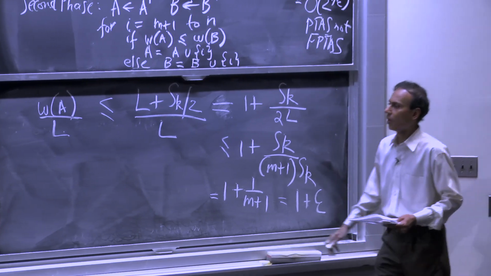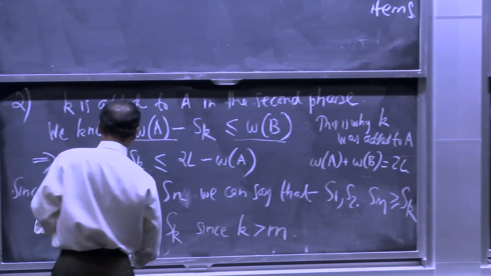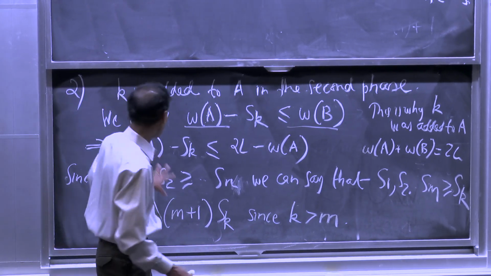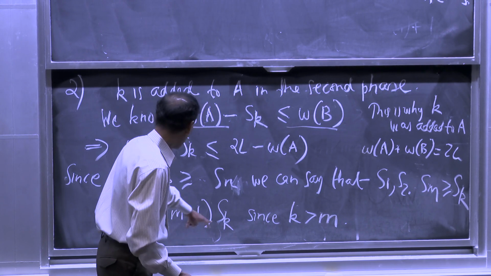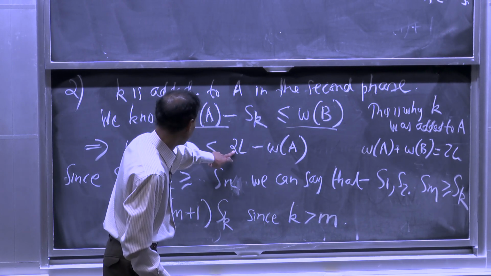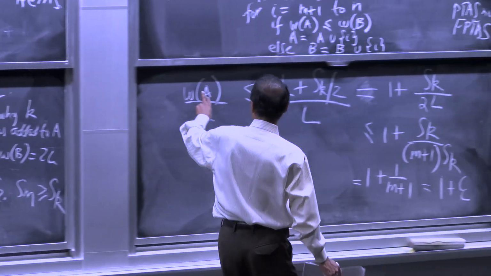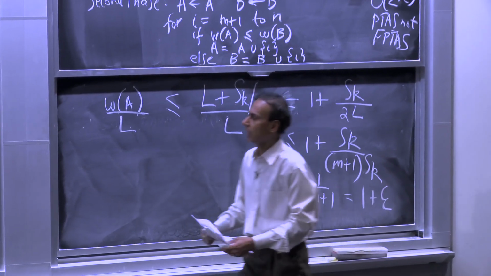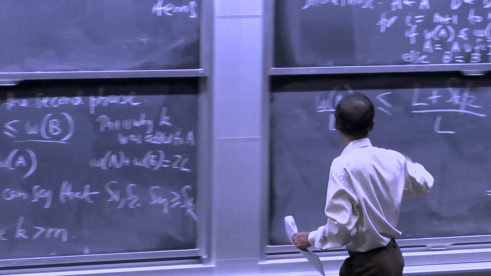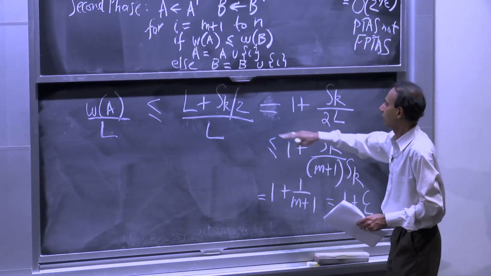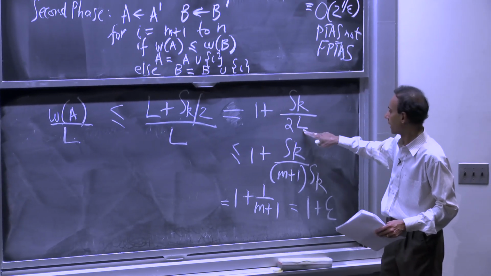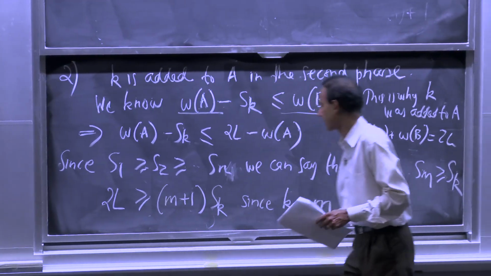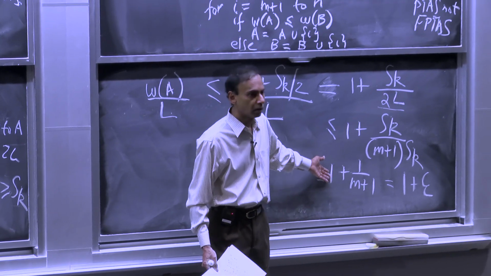So all I did here was use this fact and essentially relate 2L to SK. And once I could relate 2L to SK, substituting for SK in here, I ended up with the approximation ratio that I want. WA over L is L plus SK divided by 2. That simply comes from here. Plug that in, divided by L. And then I have SK divided by 2L. And then this part here, 2L, is going to get substituted by m plus 1 SK. And voila, I'm over here.